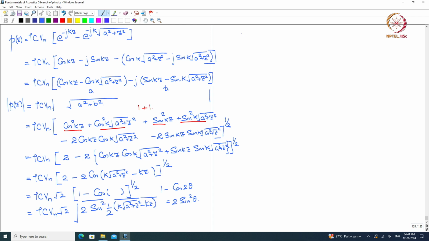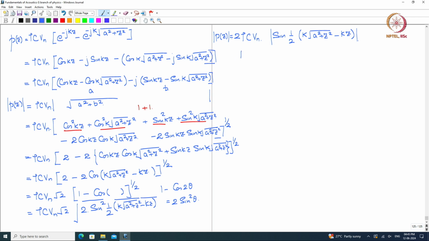So what I get here is another root 2 and hence twice rho c Vn, sine of half k square root of a square plus z square minus kz, and we are still looking at the absolute, so we have to keep the absolute. We want to look at the absolute of p of z. This has oscillations, but we are looking at the absolute. So now this is a sinusoid.